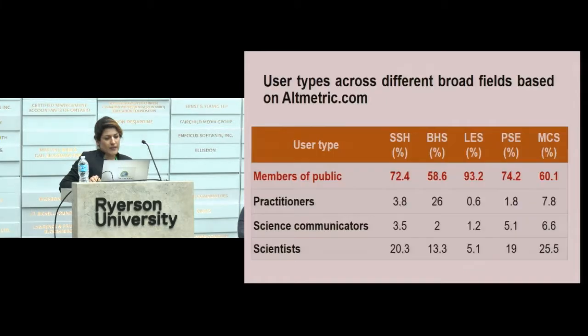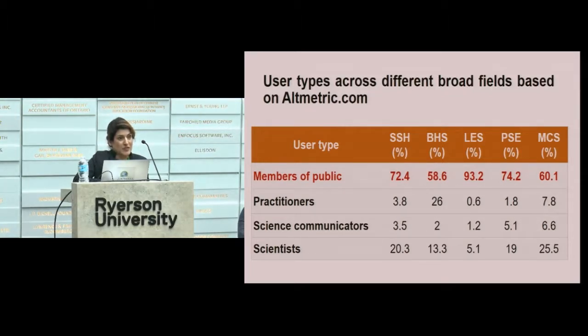After this, we needed to examine the user types. We have 250 articles from these 5 fields and 8,000 tweets. Let's see who the users are who are tweeting about these 250 articles across different fields. Based on altmetric.com, it seems members of the public are the dominant group, but as I told you, they also warn people to be cautious about this information. So we couldn't really rely on this.